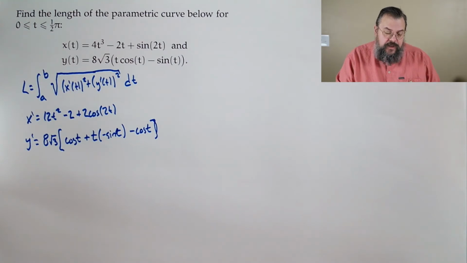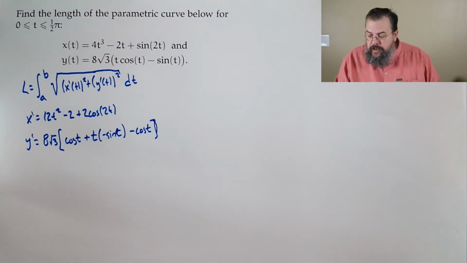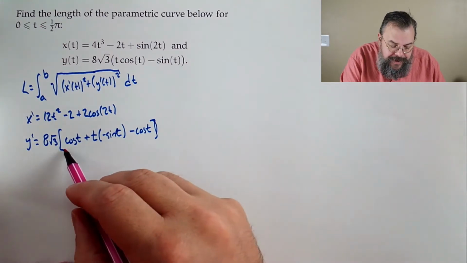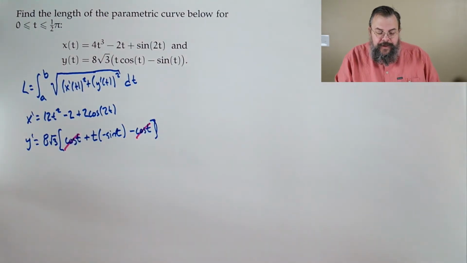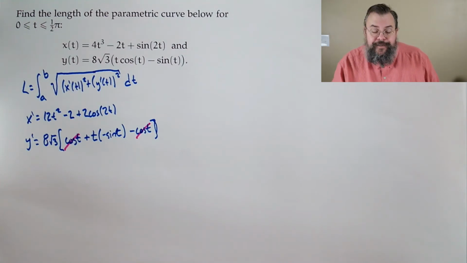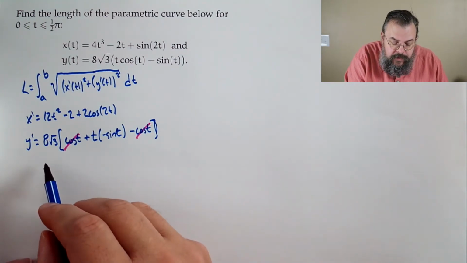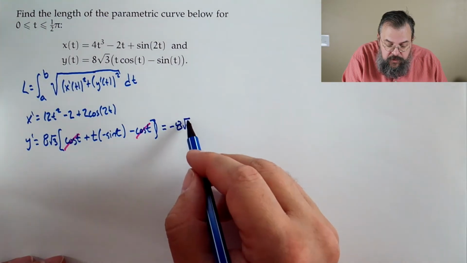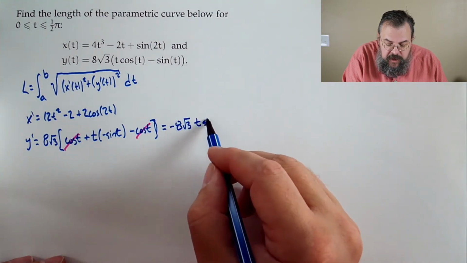We say, okay, well, we have some good news. Some great news, actually. You'll see, aha, we can cancel some cosines. Great. Good news for us. So this term right here is really minus 8 root 3 t sine t.